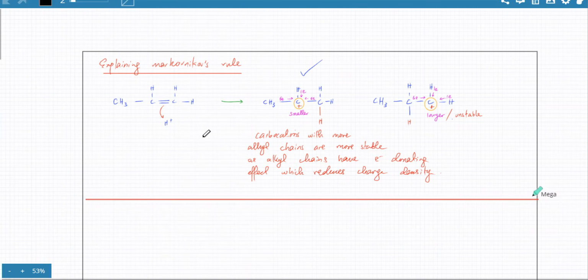So okay, we're done with Markovnikov's rule, and we're done with electrophilic addition. We did a lot of things in electrophilic addition. We did a lot of addition reactions. We're done with most of them.